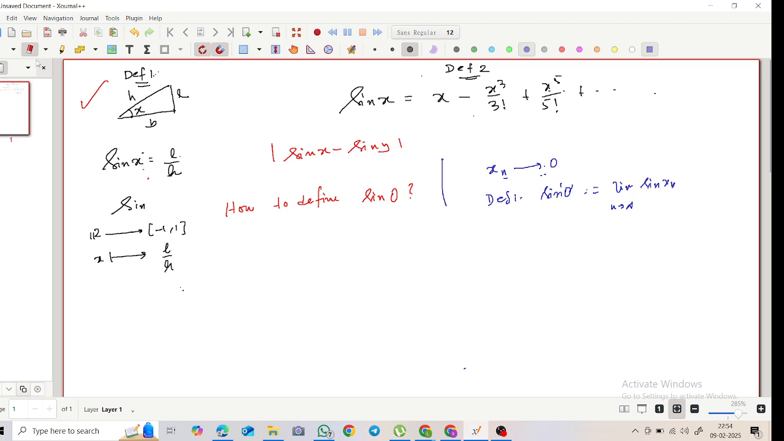So what I usually do is, just get rid of the nonsense, define sin 0 to be 0. I am forcefully defining sin 0 to be 0. This is true for x not equal to 0. So I define sin x as L by h when x is not equal to 0, and 0 when x equals 0. Okay, so that's how I define it.